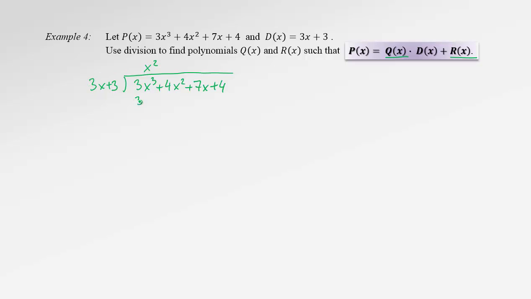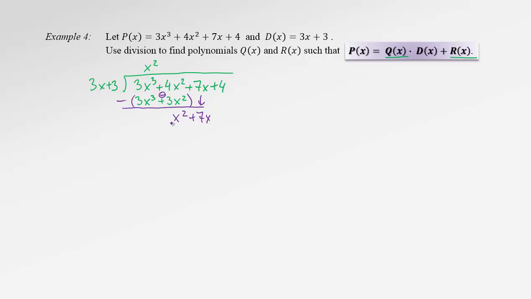We'll get 3x cubed, as it should be, and then 3 times x squared, so plus 3x squared. Bracket around, switch the sign, so this plus becomes minus for our addition. 4x squared minus 3x squared is just 1x squared. Copy the next term, plus 7x.